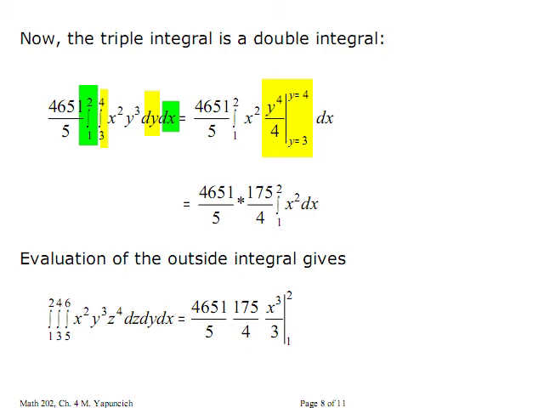That gives you another constant which you can move outside the integral. You don't have to, but you can move it out. That is easier in that case. And then you're just left with this integral with respect to x.